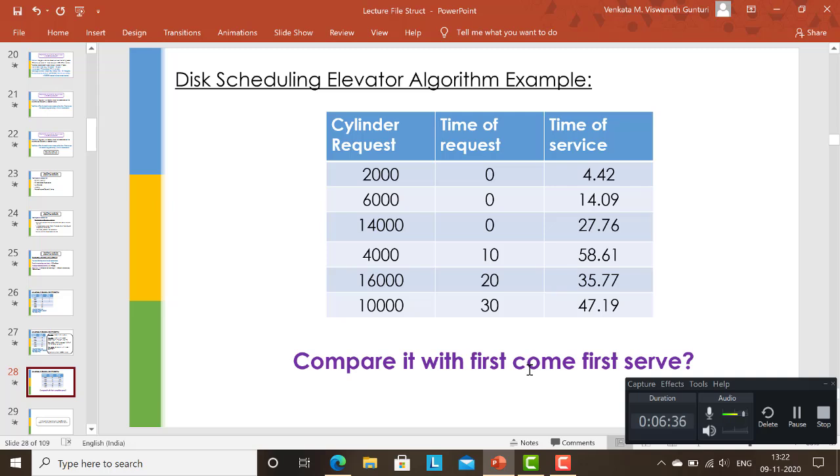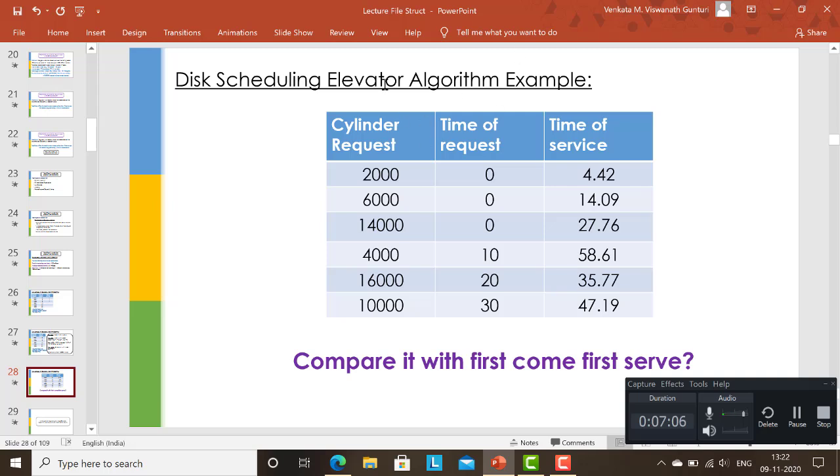So you can compare it with first come first serve to see what is the time of service request on first come first serve. If you do first come first serve, then what may happen is that first you will process these three because they came at the earliest. Then again you will go back to 4,000. Then again you will go forward to 16,000 and so on, right? So that back and forth action will happen when it comes to first come first serve, right?